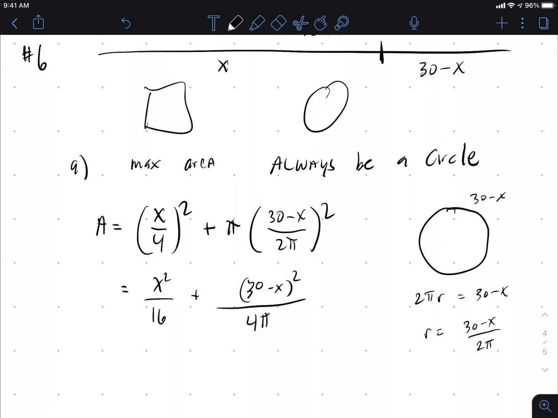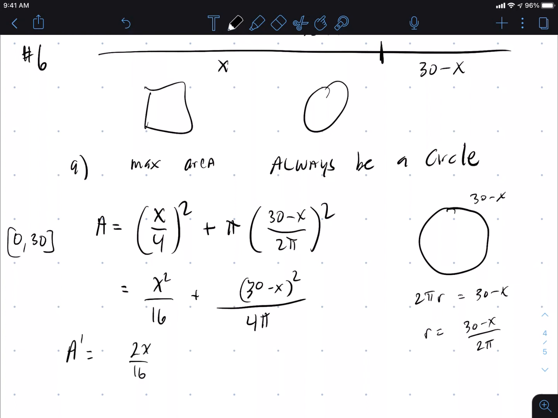We also are in a closed interval here, right? That's important. How much wire do we have completely? 30 meters, correct? So the most that we can use is 30. The least that we can use is 0. So then from here, we should take the derivative to do our test.